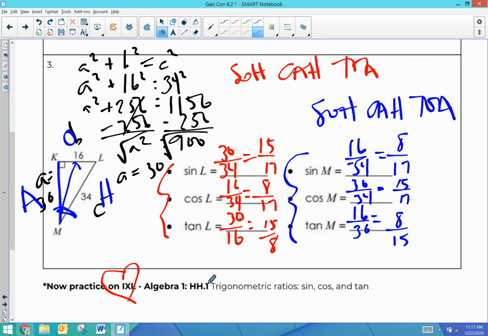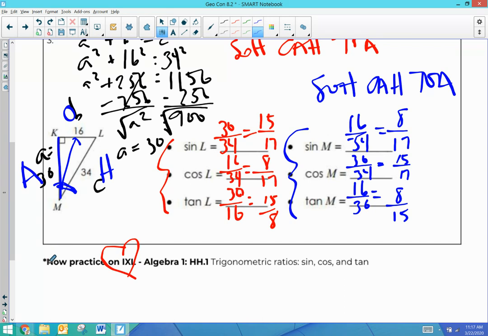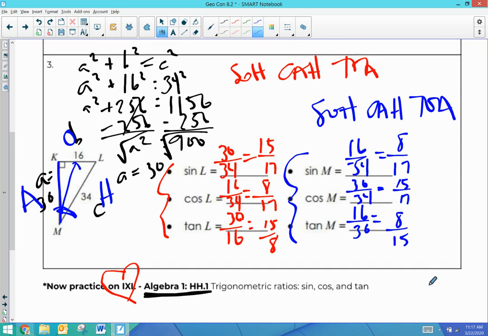Okay. So now you have the opportunity to do practice on IXL. Algebra 1, please be mindful, it's Algebra 1. HH.1. So this is trig ratio, sine, cosine, and tangent. This will be linked in the Google Classroom assignment. If you have trouble logging into IXL, some of you have reached out already for your username and login. You're welcome to reach out and let us know if you have any questions. This will be uploaded, and you can just watch as many times as you like.